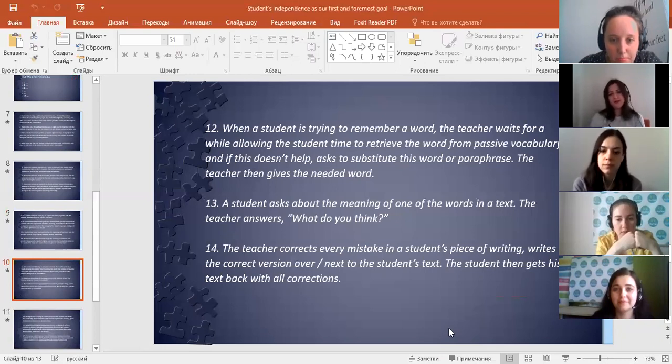I think number 14 isn't really good, and we should give the student the list of their mistakes, and they should correct them themselves. Probably just underline the mistakes in the text and highlight them, and write spelling mistake, vocabulary mistake, grammar mistake. When we're talking about independence, students will correct them independently. I try to correct tests like that, so students can do some revision. Next.